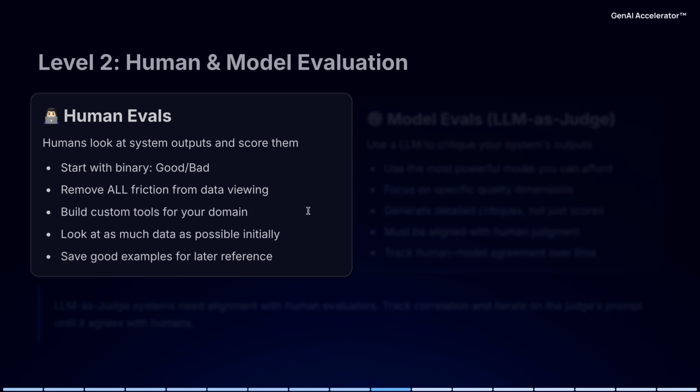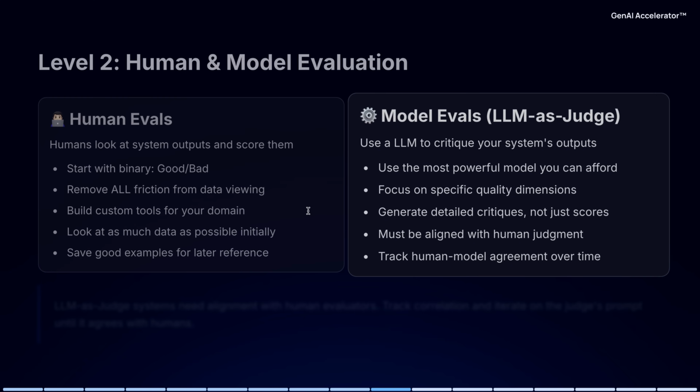So in the beginning, you want to look at as much data as possible initially. Also as an engineer, because you need to understand what's flowing through your system and how users are interacting with it, but also the domain experts. And you want to save good examples for later reference. And then only when you get a good feel for how a human would evaluate your system, that is where you can turn to what is known as an LLM-as-a-Judge, where you use a language model to create these evaluations for you. So you use an LLM to critique your system's outputs.